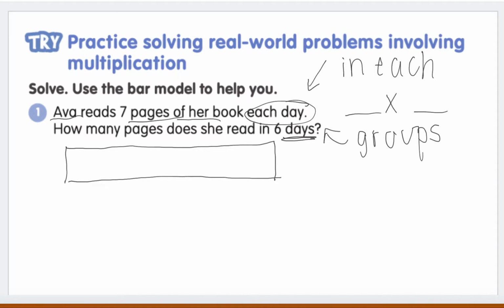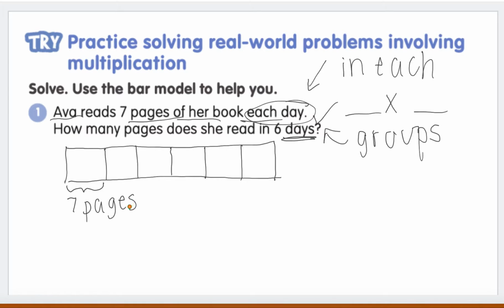Now, the 6 days is my number of equal groups. Now I have 6 equal units in my bar model so far. Looking at the information in the problem, I've already represented the 6 days or the 6 groups. Now I need to represent the 7 pages. Well, she's reading 7 pages each day. And if one unit is one day, that means it represents or has a value of 7 pages.